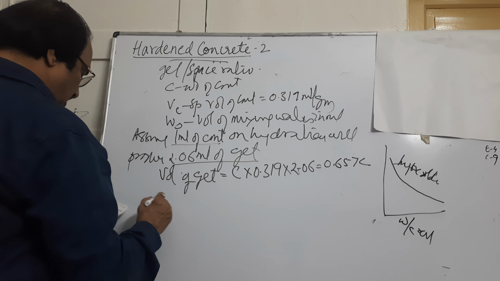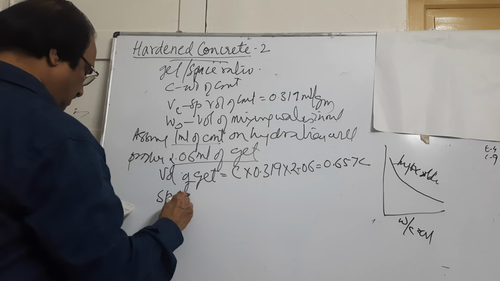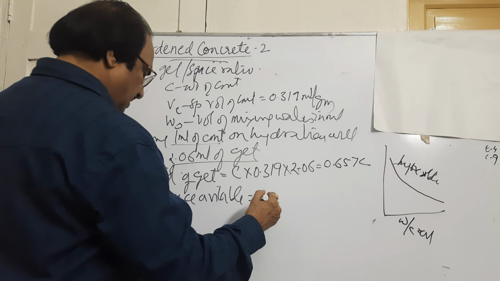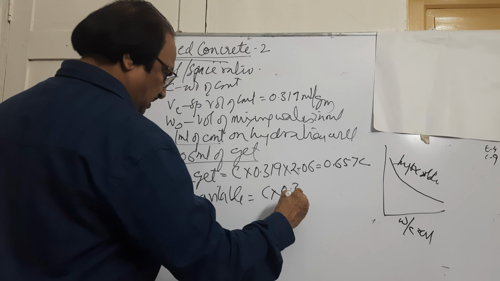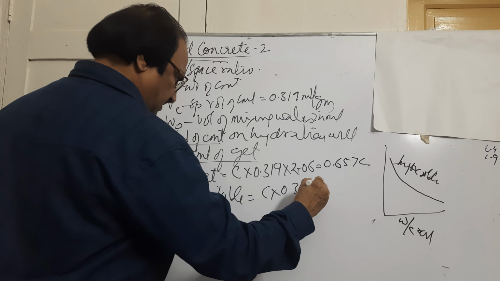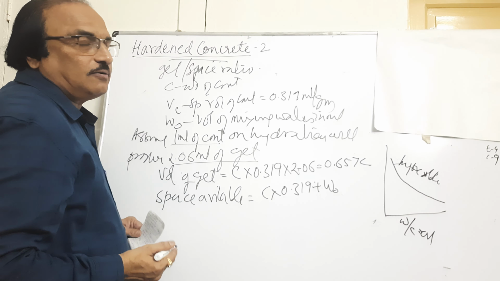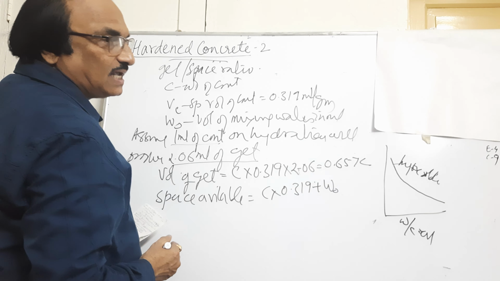Then the space available is equal to C into 0.319 plus W naught. So this is the gel, and this is the space available for the water in the capillaries.